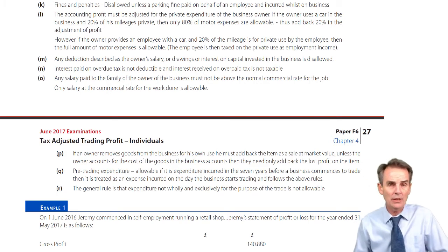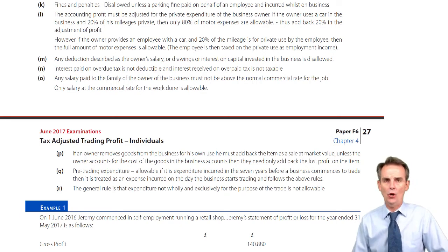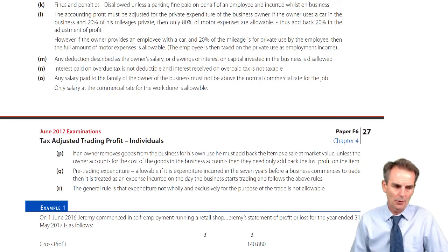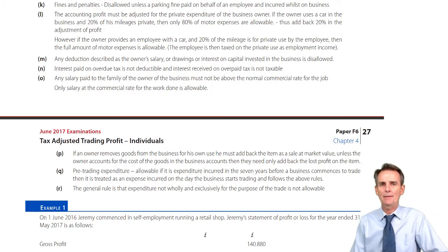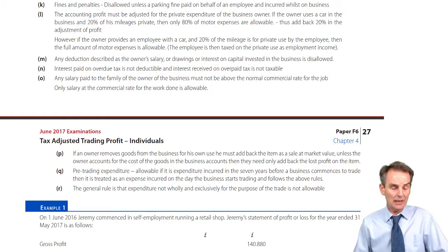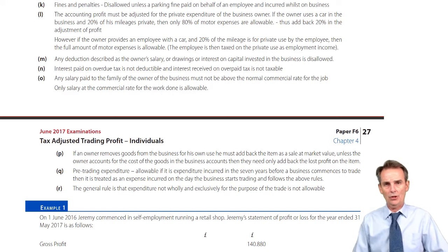And of course, if there is a credit side of the statement of profit or loss, if there's anything non-trading, like property income, interest income, dividend income, or whatever, more likely a profit on the sale of an asset, if there's anything of that nature that is not trading, then that is to be deducted in the adjustment of profits.